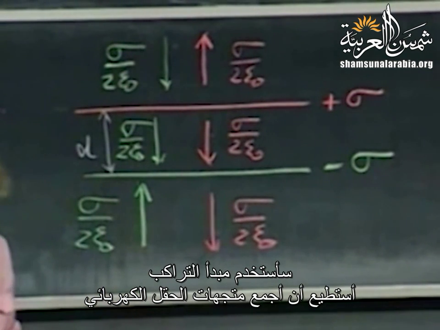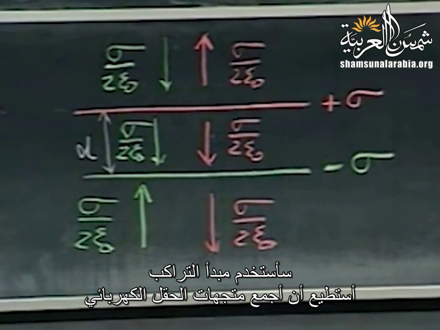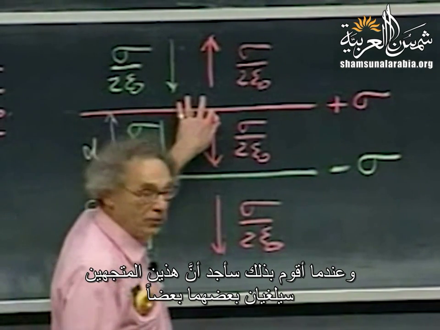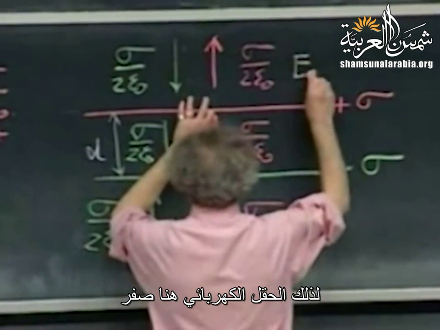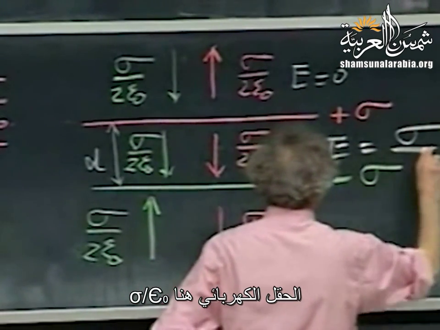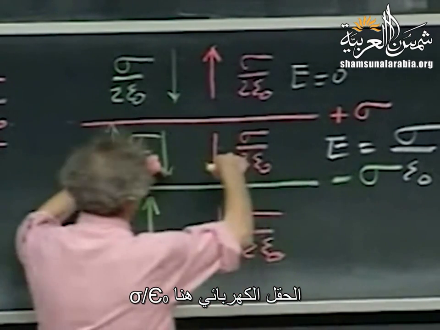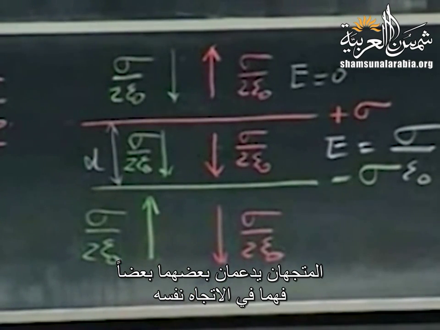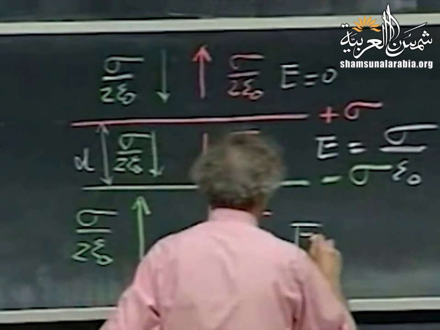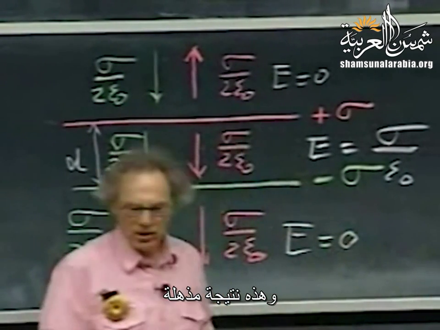I use the superposition principle. I can add electric vectors. And when I do that, I find that these two cancel each other out. So the electric field here is 0. The electric field here is sigma divided by epsilon 0. The two support each other. They are both in the same direction. And the electric field here is again 0. And that is an amazing result.